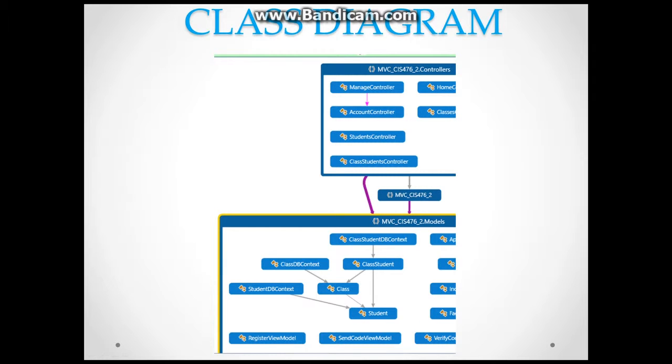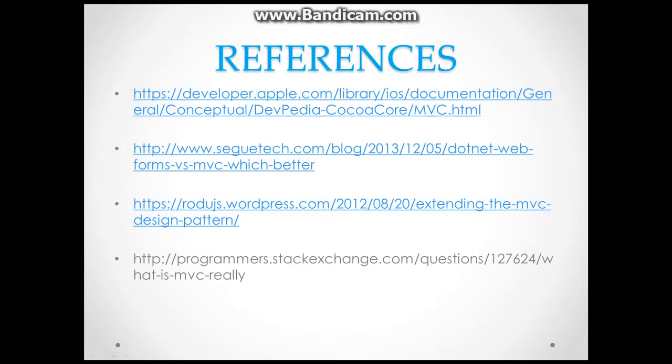Here's a class diagram from my demo. We've got controllers such as the students controller, class students, and your classes controller. You've got a model essentially for every controller. So you've got a student controller, a class controller, and a class student controller. The class student is essentially students that belong to classes, so you need a separate table in the database for that information. Here are some references and time for my demo.